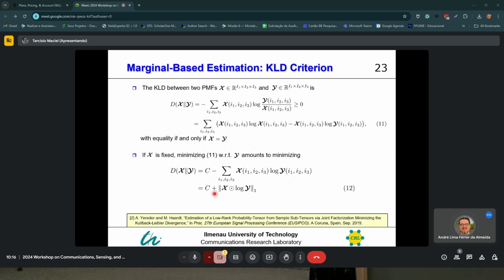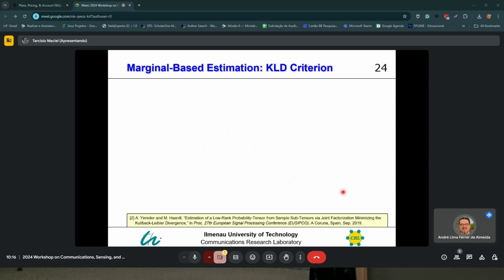So we can just add the L1 norm here, and this is the element-wise product between x and logarithm y. So this is the Schur-Hadamard product. So it's a very convenient expression for the KLD that we want to use in the sequel.